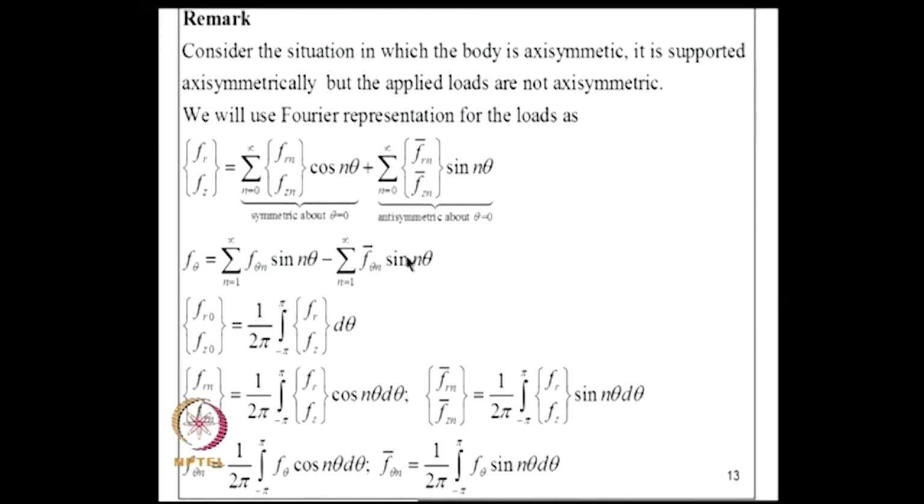Now, using the orthogonality property of sine and cosine functions, we can evaluate these Fourier coefficients f_rn, f_zn, f_rn bar, f_zn bar, f_theta n and f_theta n bar. So, this is straightforward. This is a simple application of Fourier's logic. So, for n equal to 0 we get this, and for n equal to 1, 2 etc., the sine and cosine terms are given here.